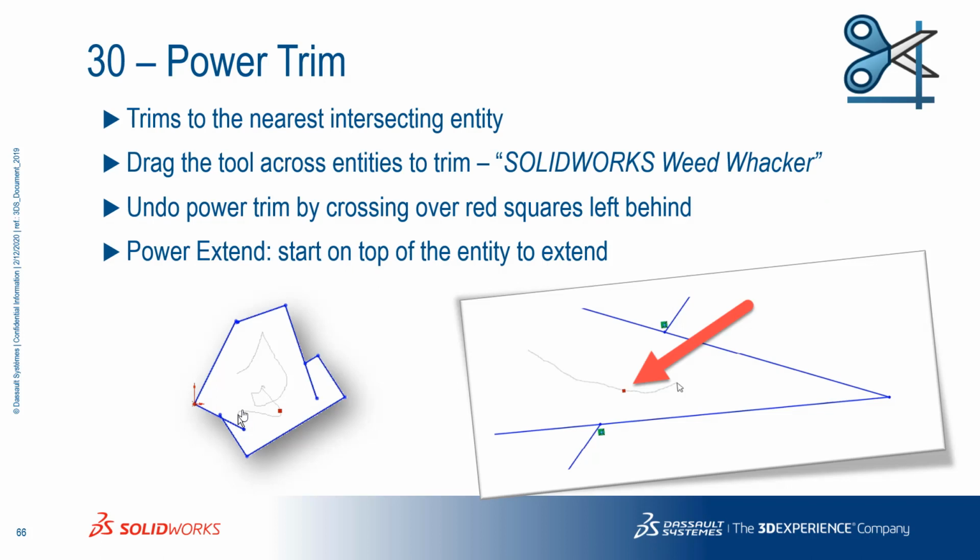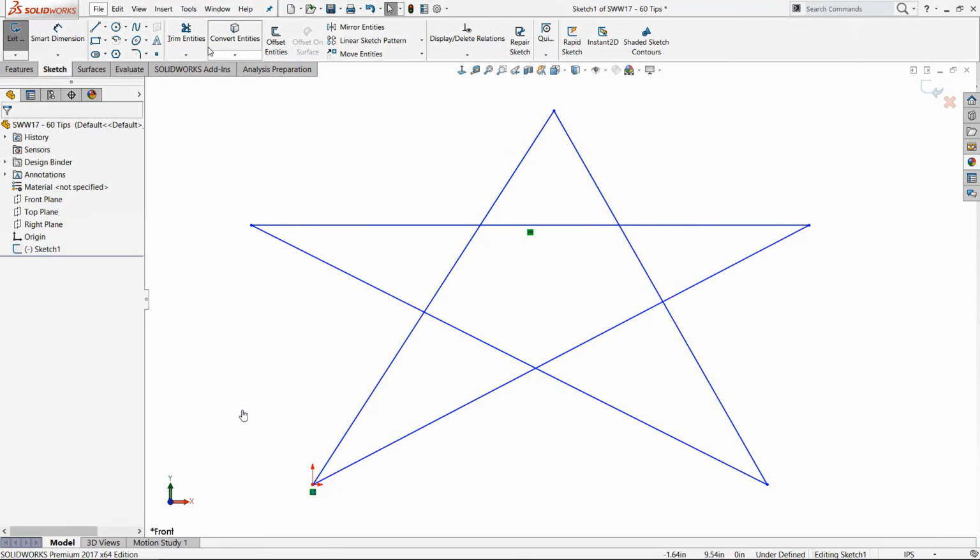Power trim, known as the SOLIDWORKS Weed Whacker. This is one of my favorite tools. I highly recommend using it. Anything your mouse crosses over will be trimmed and deleted. But the tip here is how you can undo power trim, because this is a really powerful tool, and when you start modeling quickly, you can delete things accidentally. So how do you undo it? Obviously Control Z, but how do you undo it using the cool, slick way to do it? So let's take a look at that.